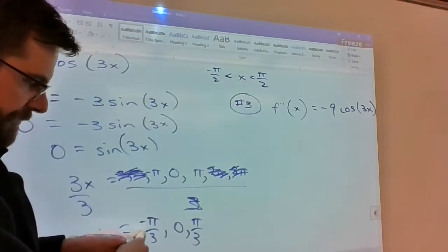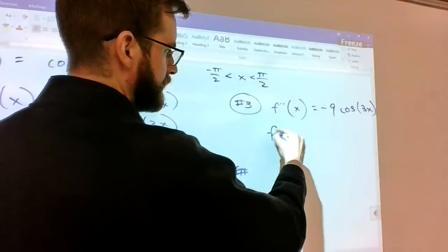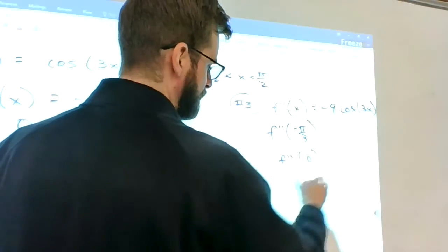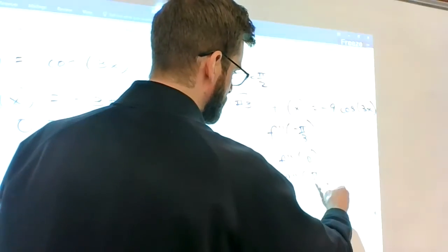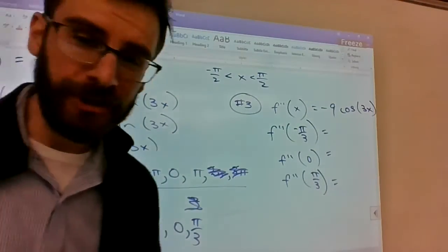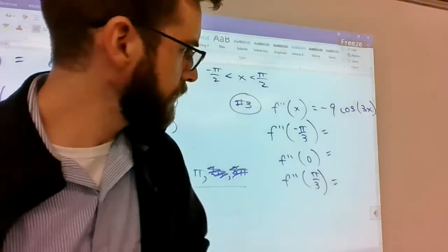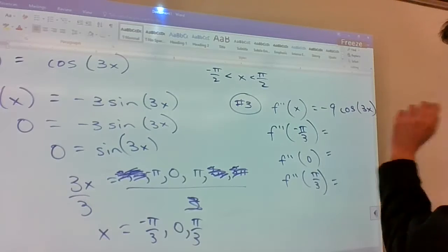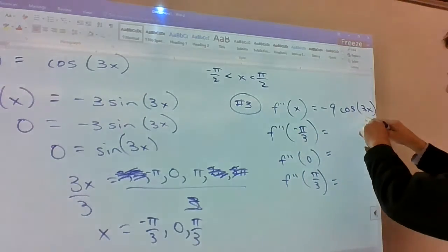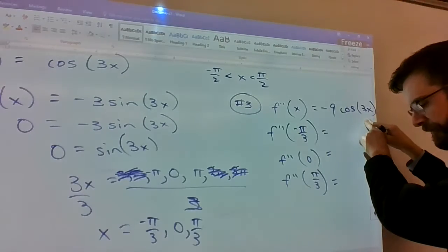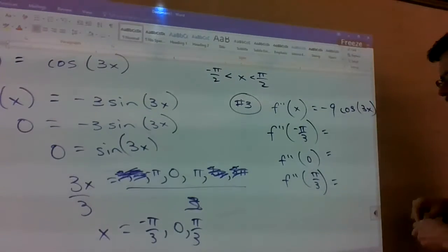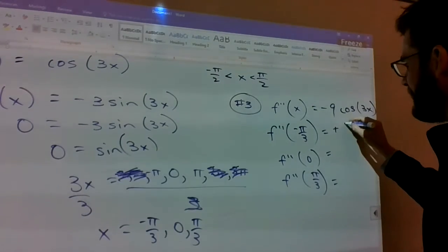Then we plug in negative pi over 3, 0, and pi over 3: F double prime of negative pi over 3, F double prime of 0, F double prime of pi over 3. If you want to, you can use your calculator. You don't have to do this all in your head. So negative pi over 3 times 3 is the cosine of negative pi. The cosine of negative pi is going to be negative 1. Negative 1 times negative 9 is positive 9.